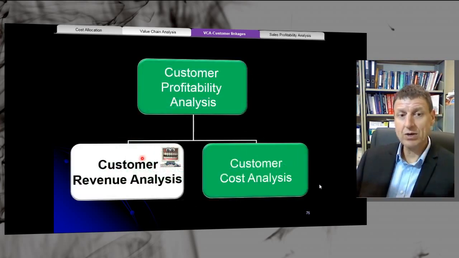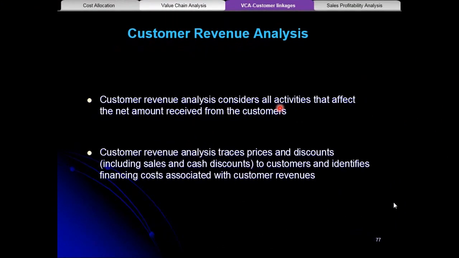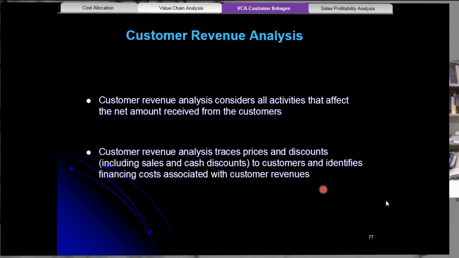All right, so we're going to look at customer revenue analysis first. What are we doing here? We're considering the activities that affect the net amount received from the customers. Now, customer revenue analysis traces the prices and discounts, including the sales and cash discounts to customers, and identifies the financing costs associated with customer revenues.